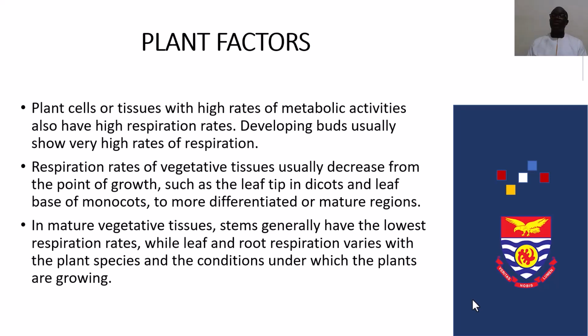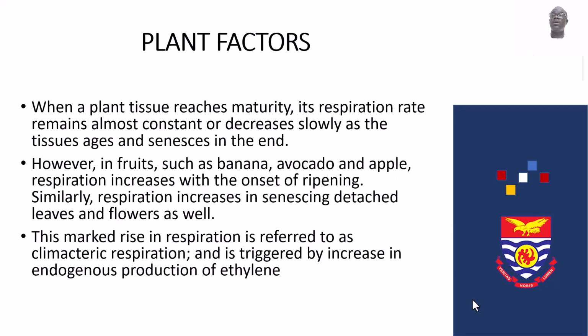Plant cells or tissues with high rates of metabolic activities also have high respiration rates. Developing buds usually show very high rates of respiration. Respiration rates of vegetative tissues usually decrease from the point of growth, such as the leaf tip in dicots and leaf base of monocots, to more differentiated or mature regions. In mature vegetative tissue, stems generally have the lowest respiration rates, while leaf and root respiration varies with the plant species and the conditions under which the plants are growing.